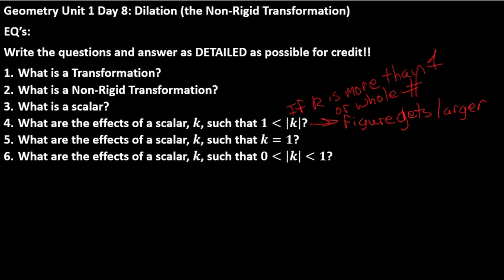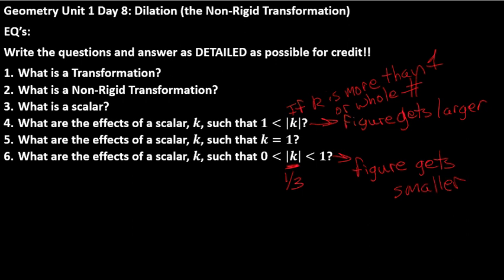Okay, what happens if K is in between 0 and 1? K's absolute value is in between 0 and 1. Okay, in other words, if we have a fraction like 1/3, what happens here to answer our EQ6? The figure gets smaller.